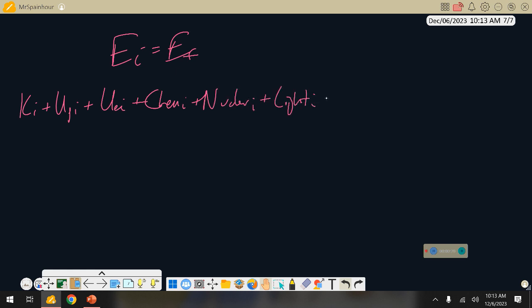Here's what that equation really says. Okay, I'm going to write it in its absolute long form one time, and I'm probably going to stop halfway through. I would take kinetic initial plus gravitational initial plus elastic initial plus chemical initial plus nuclear initial plus light initial, dot dot dot. And all of those would equal kinetic final plus gravitational final.